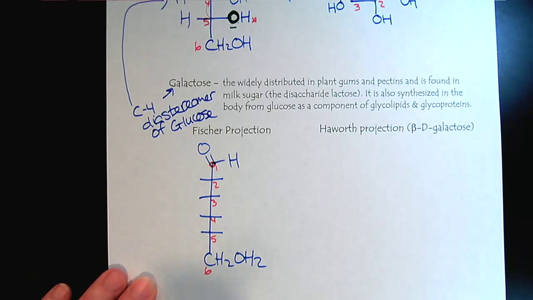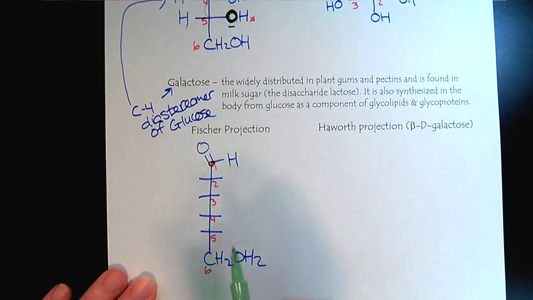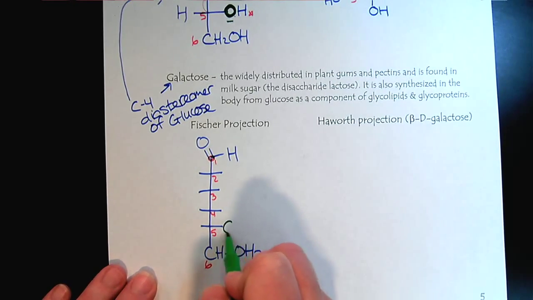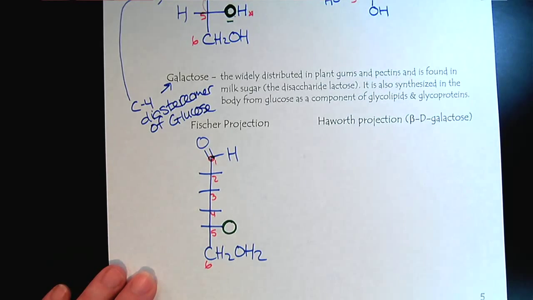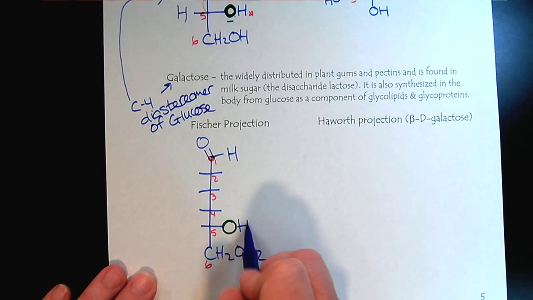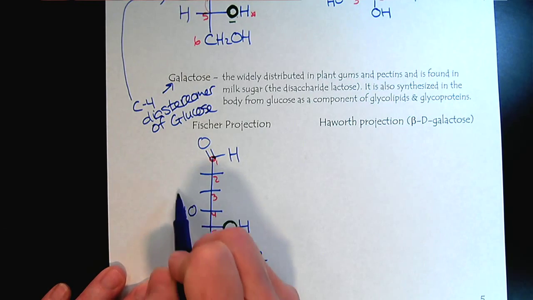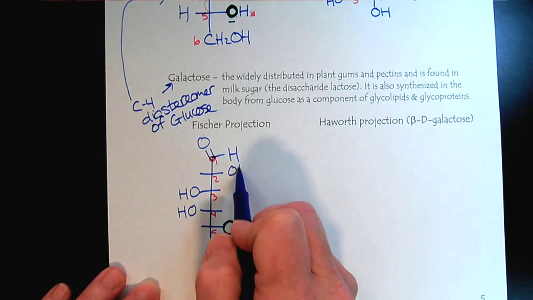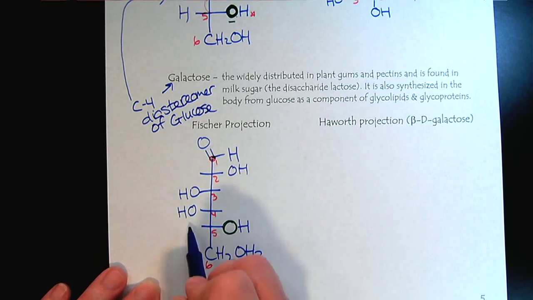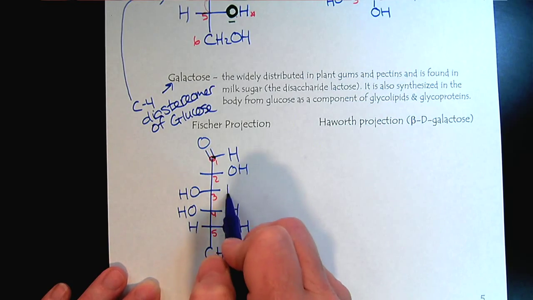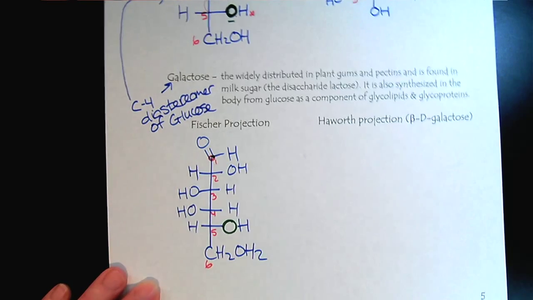Okay, so remember, it's always going to be a D sugar. So the alcohol group on the bottom carbon always goes to the right because it'll be a D sugar. And then we're going to march along, right? But carbon 4 is where we have the difference. So now it's going to be left, left, right. So we've successfully drawn the structure for galactose.